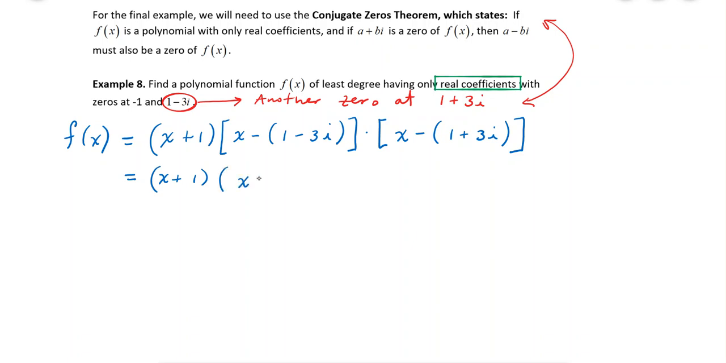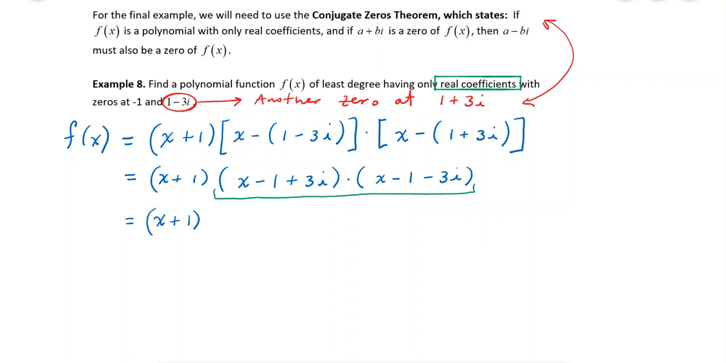Let's get rid of the parentheses inside the brackets in the next two factors, x minus 1 plus 3i, and then this will be x minus 1 minus 3i. And then what I'd like to do is go ahead and multiply these two factors together. So I'm just going to bring down the x plus 1 for now, and then I'm going to distribute to multiply these two factors together.